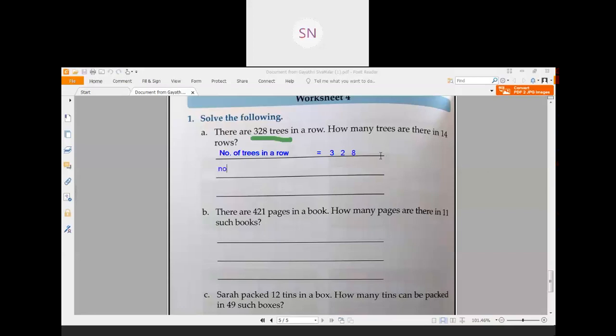Gayatri ma'am, it is 12:45. Can I paste the link, ma'am? By sharp 12:50 you can paste it, ma'am. Okay, ma'am. Thank you, ma'am.